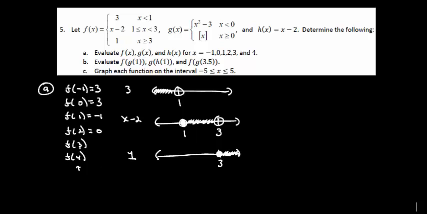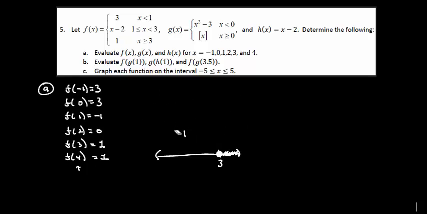Now we look at 3. Well, 3 is a boundary point, so it falls here and here, but this one's an open circle, so we don't use this one. We use this bottom one. So when we take 3, there's nowhere to plug it in, so our output is 1. And the same thing with 4, there's nowhere to plug it in, so our output value is 1. These are your answers for the different f values. Now let's go ahead and take a look at the g values.